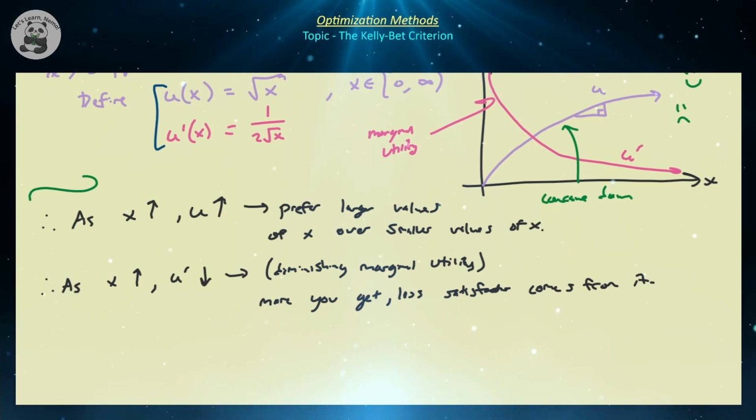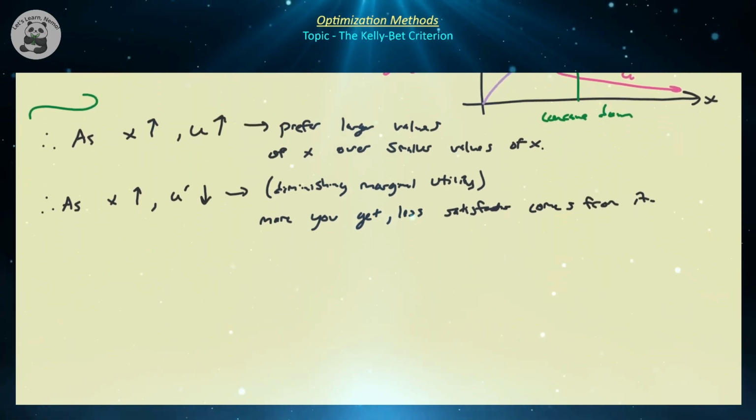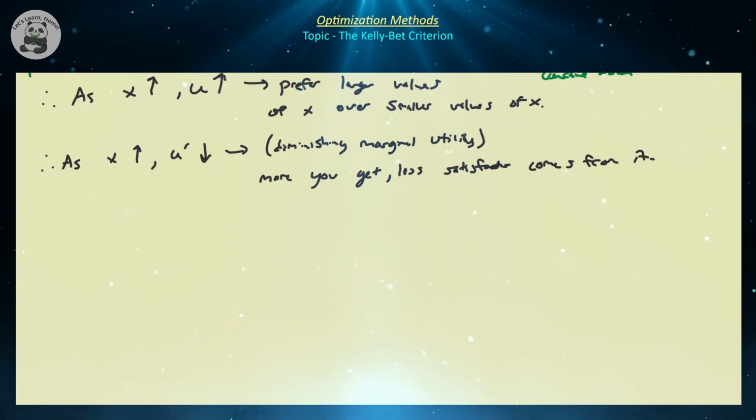Yes, you do get some satisfaction, but the amount of satisfaction that you get from each util as you get higher and higher decreases. And that's why you see this decreasing marginal utility curve. So that's the basics of utility functions that you need to understand for the Kelly Bet criterion.